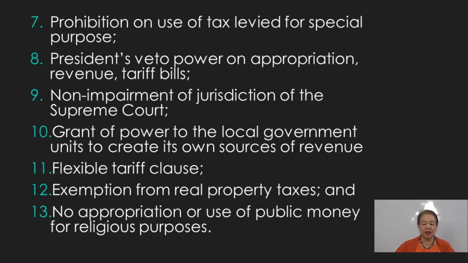Number 8, President's veto power on appropriation, revenue, and tariff bills. Number 9, non-impairment of jurisdiction of the Supreme Court. Number 10, grant of power to the local government units to create its own sources of revenue. Number 11, flexible tariff clause. Number 12, exemption from real property taxes. And number 13, no appropriation or use of public money for religious purposes.